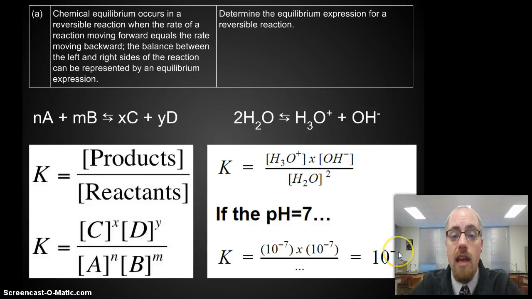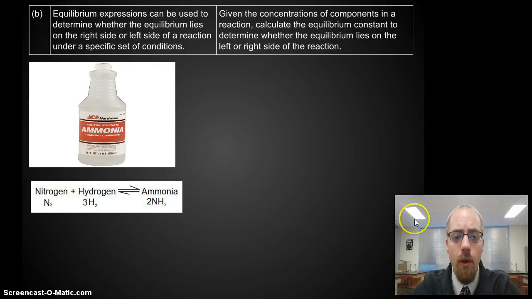And this is why the pH scale only goes up to 14, because in this equilibrium expression, as one of these values increases, the other will decrease proportionately, so that the equilibrium constant will always be the same for water, 10 to the minus 14th. We can also use these equilibrium expressions to determine whether we have more of the left side of the reaction or more of the right side.